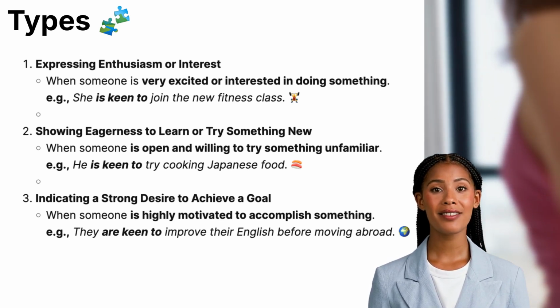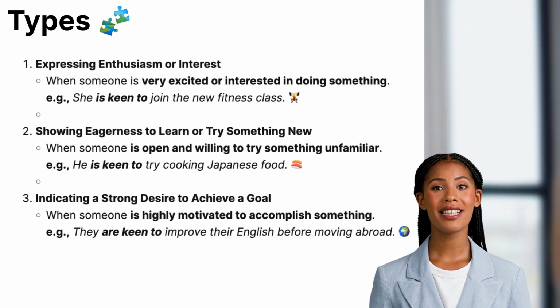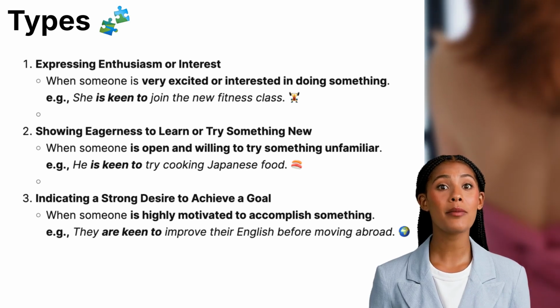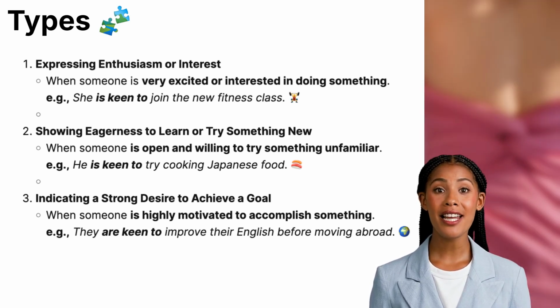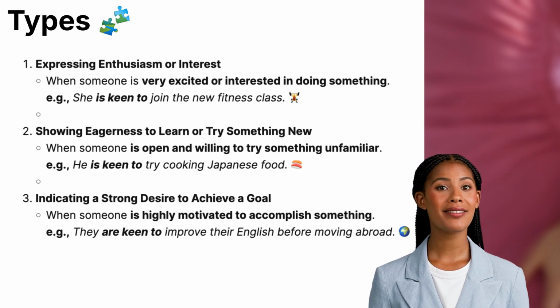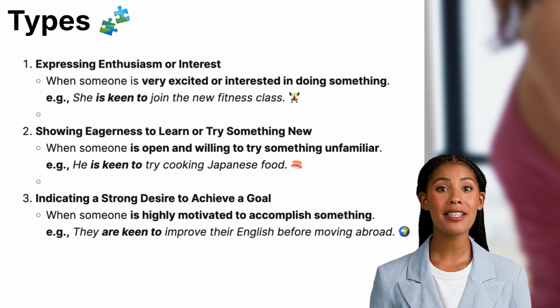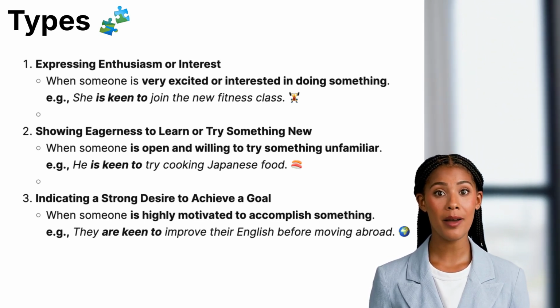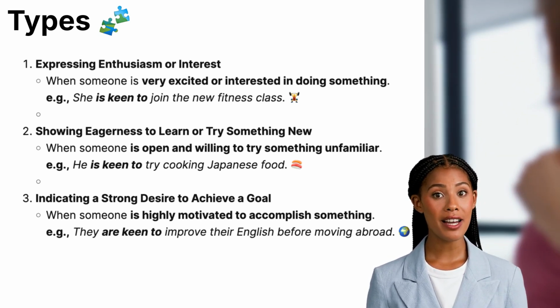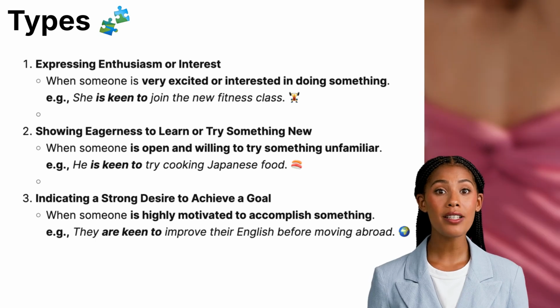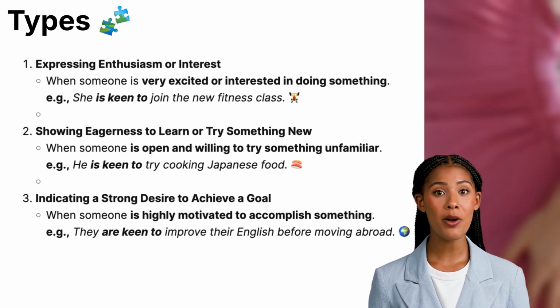More examples: she's keen to learn how to surf. We are keen to experience different cultures. If someone is eager to try something unfamiliar, be keen to is a natural way to express it. 3. Indicating a strong desire to achieve a goal. Use be keen to when someone is highly motivated to accomplish something. Example: they are keen to improve their English before moving abroad. This means they have a strong desire to get better at English before relocating.